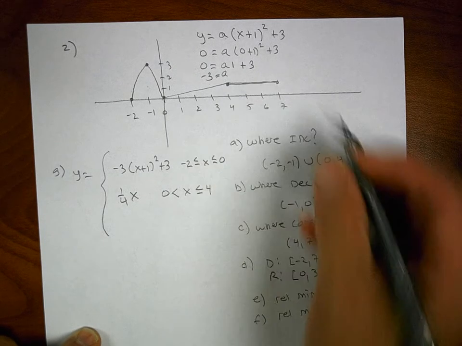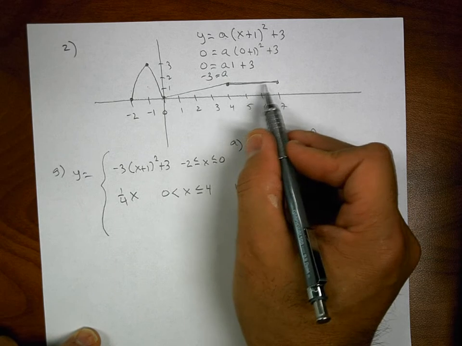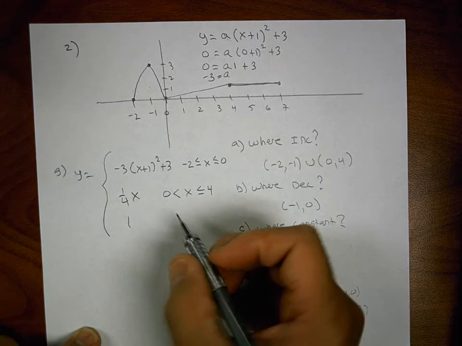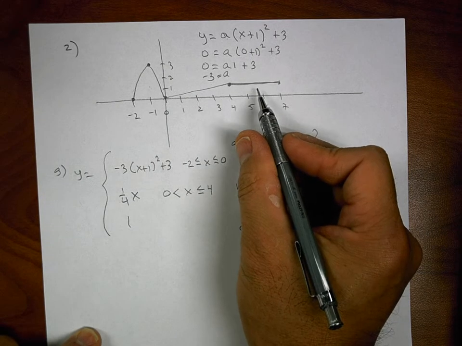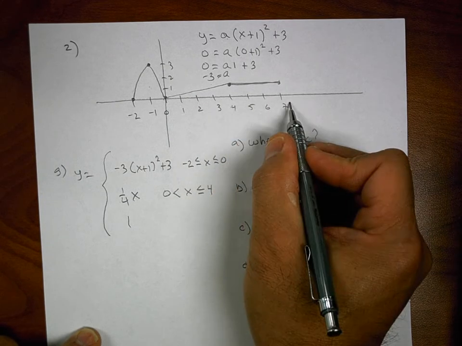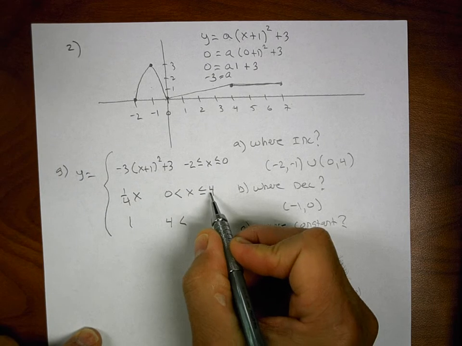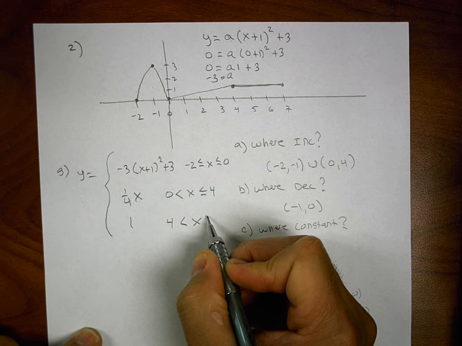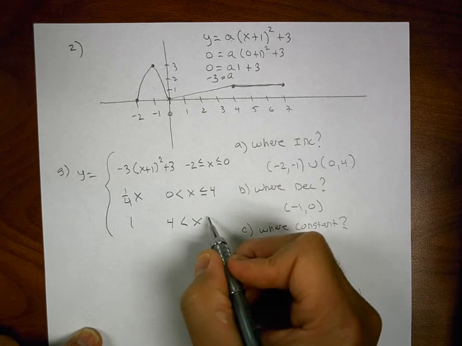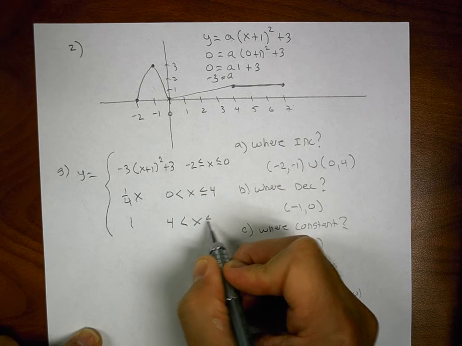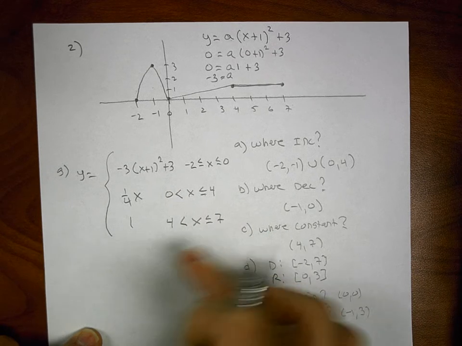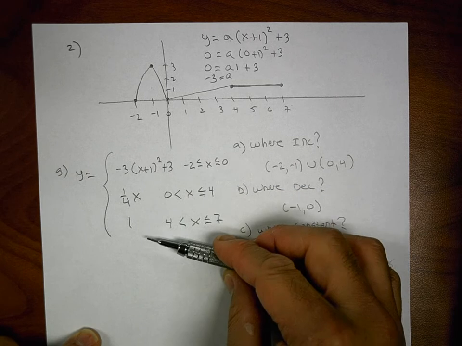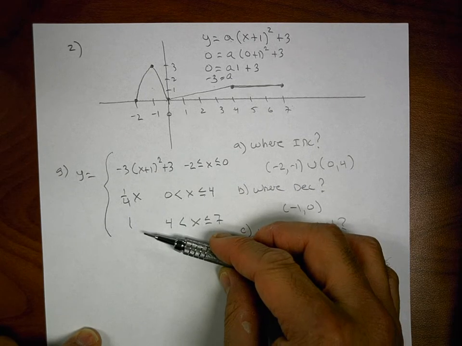What's the equation of this line? Y equals 1. There it is. Where do we see this? From 4 to 7. So 4 like this, because that's an equals there. Now on this one, do we include 7? Yes. So I put less than or equal to 7. So between 4 and 7, y equals 1. All right, so how does that look? Good. Did we understand that?